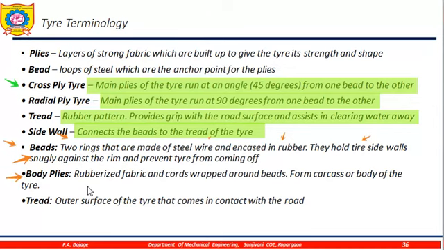Body plies. Rubberized fabric and cords wrapped around the bead form a carcass or body around the tire. So body ply is nothing but a rubberized shield made up of cord and other substances. Tread. Now what is the tread? Outer surface of the tire that comes in contact with the road.